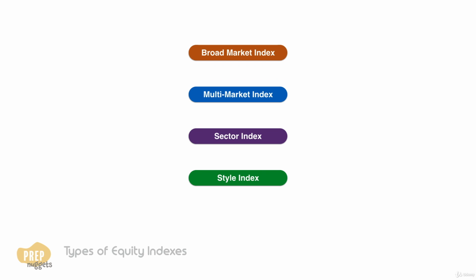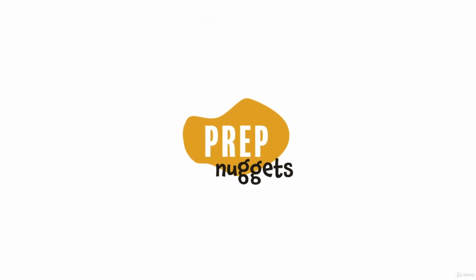And these are the 4 main categories of equity indices. Up next, we look at fixed income indices.